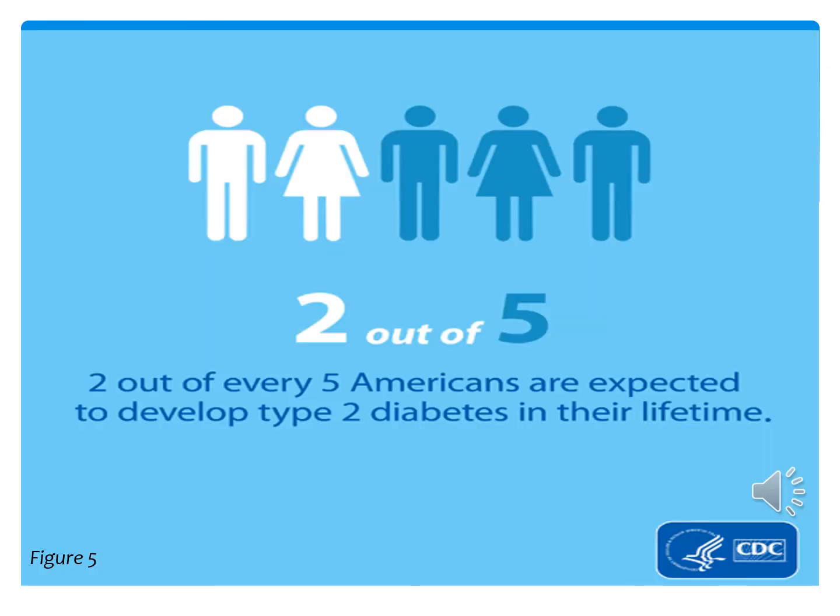So here's a fun picture for you guys. This is a picture produced by the CDC, or the Centers for Disease Control and Prevention. They say that 2 out of 5 Americans are expected to develop type 2 diabetes in their lifetime. So if you get a random group of 5 people, 2 of those people are going to have diabetes. Hopefully you're not one of them, and you can take the measures to prevent or control the diabetes.